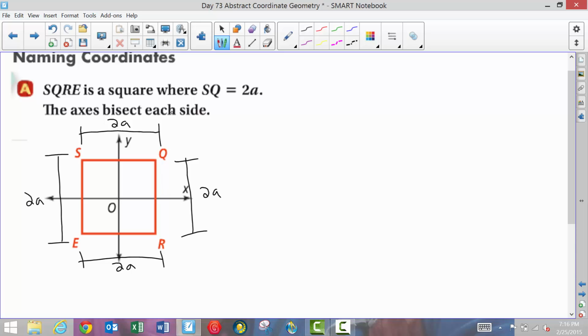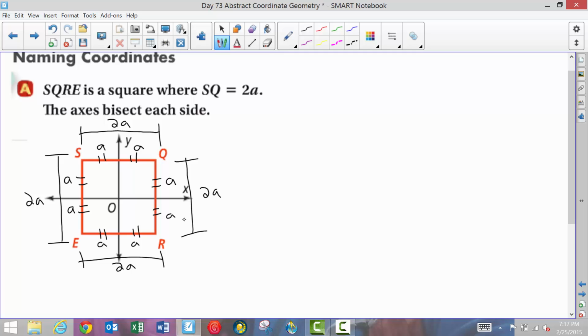The axes bisect each side. So the y-axis bisects each side, and the x-axis bisects each side. That means they're all these little congruent parts. So what does that mean? Well, if S to Q is 2a, half of it is a. So all these are a in length, distance.